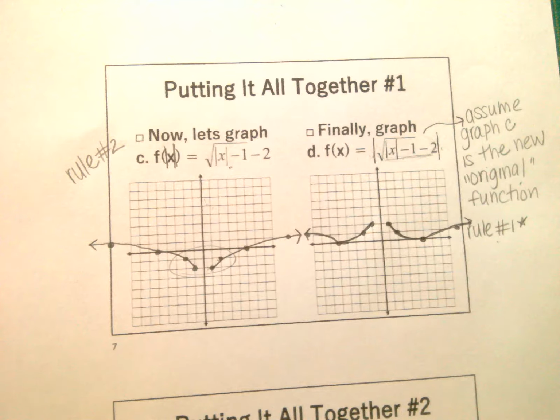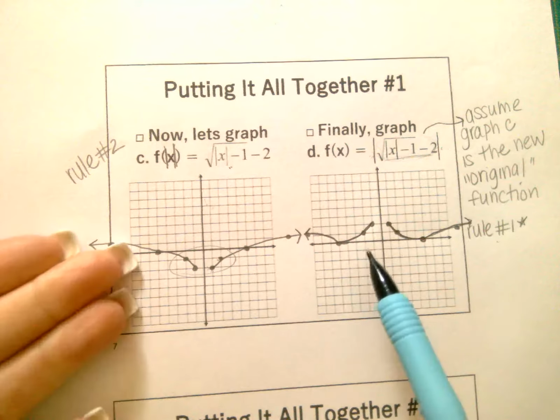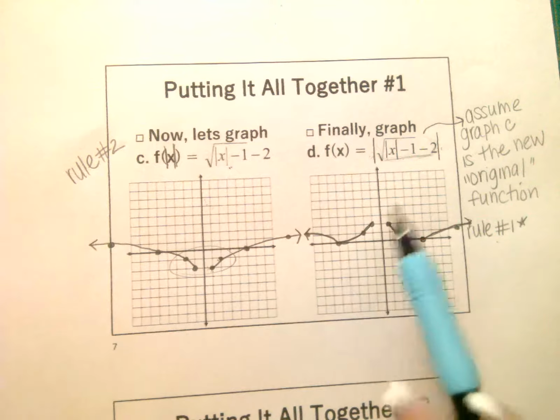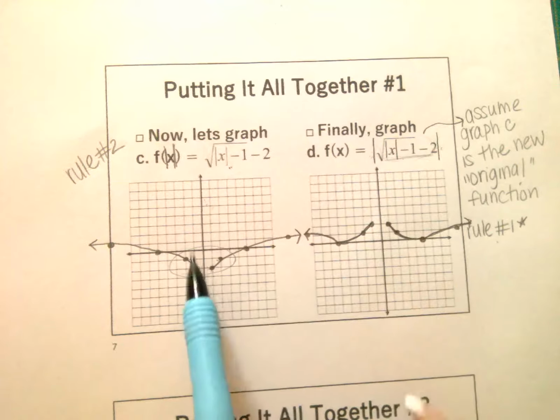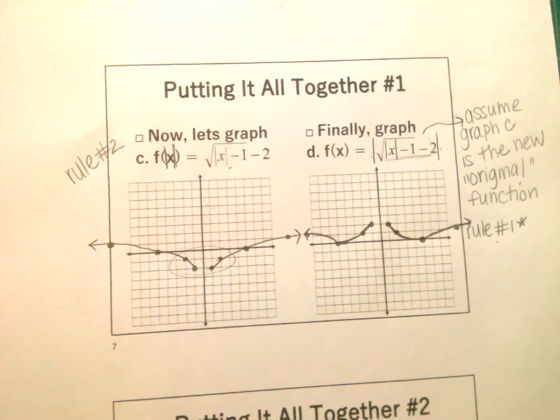So again, think of part D as taking the absolute value of a new original, which was the equation from C. So you can really apply the rule to any graph if you just tell yourself, okay, well, this is the original graph now. Apply rule number 1.